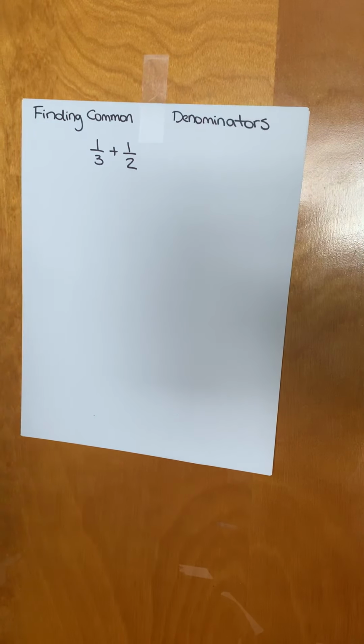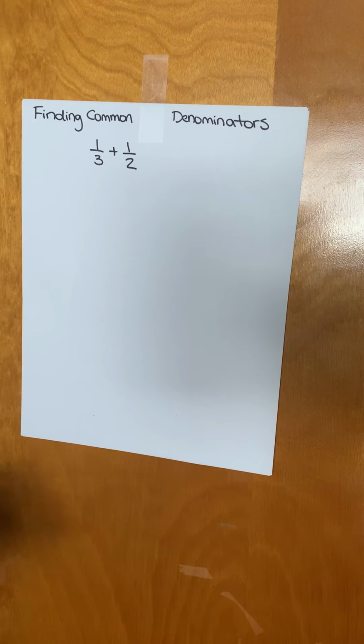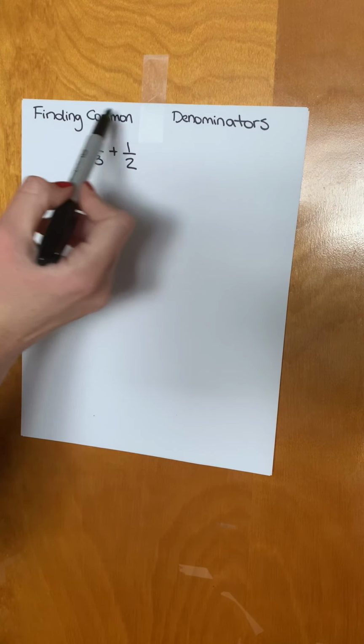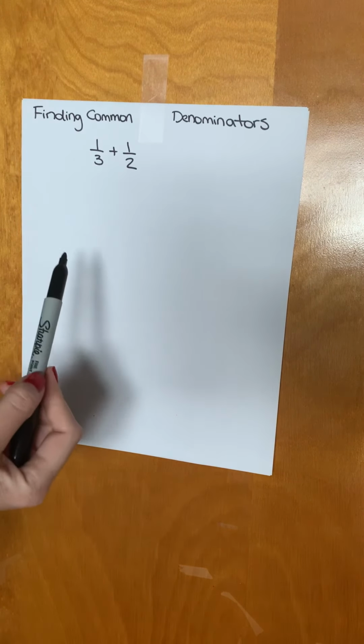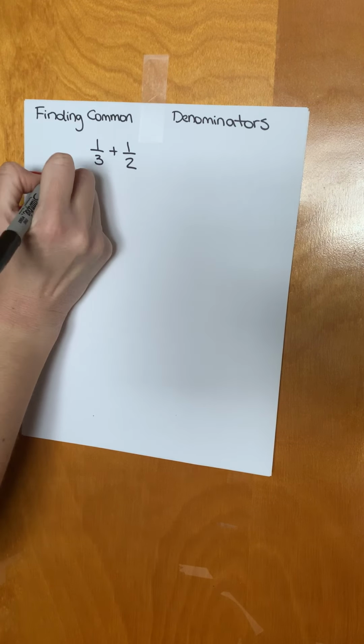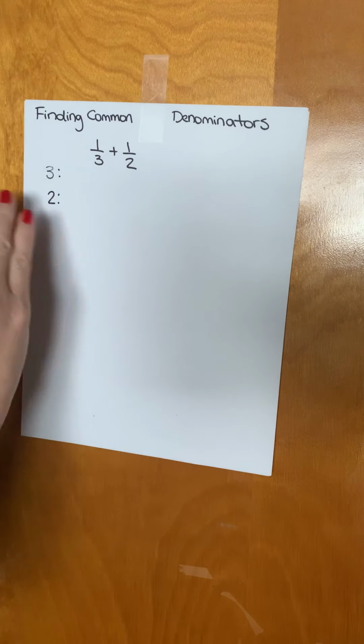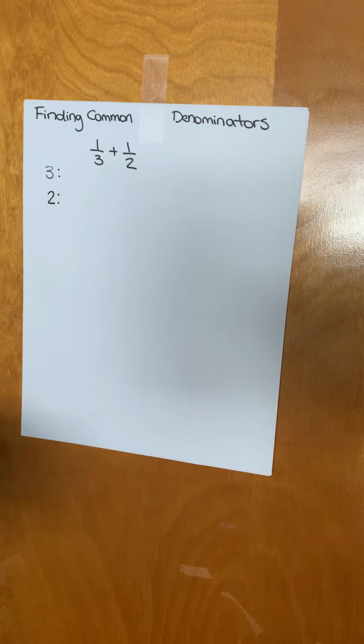Sometimes when we're adding fractions, we have fractions that have different denominators, and we know from our prior knowledge that you can never add a fraction with a different denominator. So in order to do that, you need to find a common denominator between the two numbers. What we do is we take both of our denominators. So we have a denominator of 3 and a denominator of 2. And what we do is we list out our multiples until we find a number that is the same between both numbers so that we can create a new fraction with the same denominator.